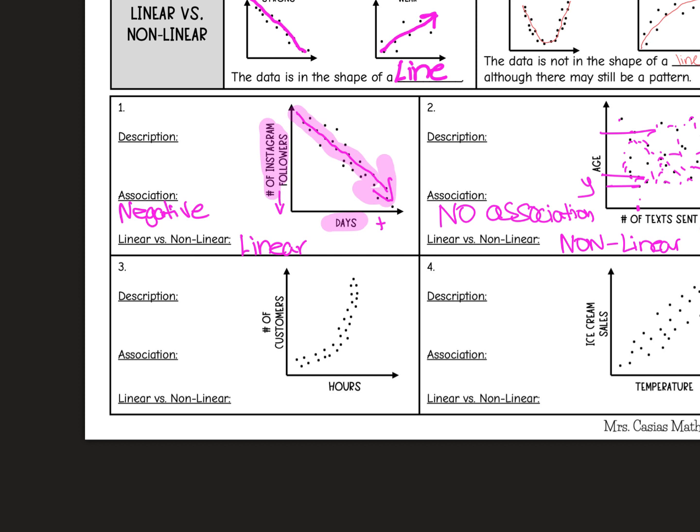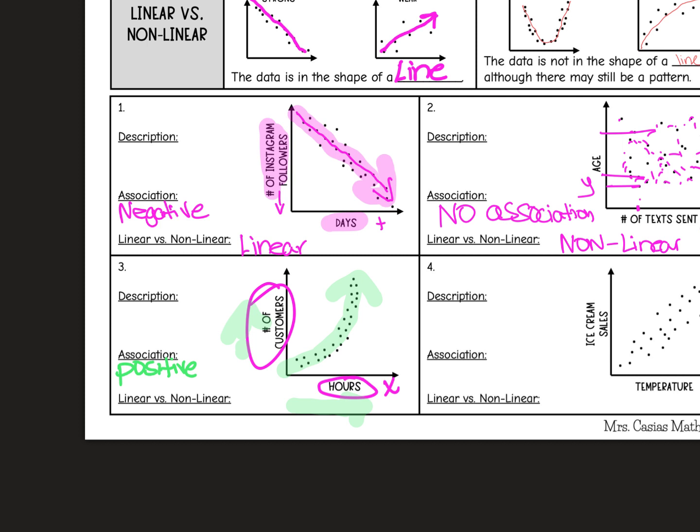Now for number 3, we're going to look at the number of hours and the number of customers. As the number of hours increase, what is happening with the number of customers? Well, I can follow this right along, and as my hours are increasing, my number of customers are increasing. So this is in fact a positive association.